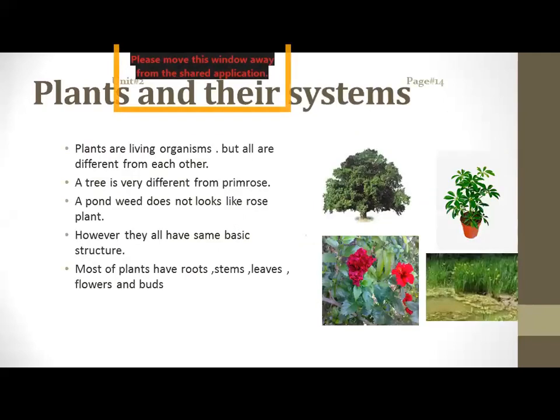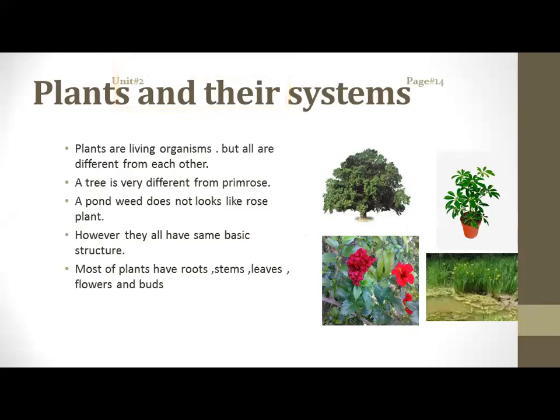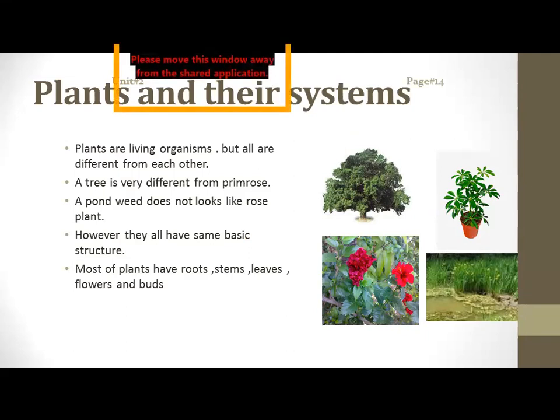So come towards plants and their systems. You can see here in these pictures that there are some pictures of different plants and these were quite different from each other. Different plants have different structures. All plants are living organisms, but all are different from each other. For example, a tree is very different from a primrose. A thornweed does not look like a rose plant. However, they all have the same basic structures.